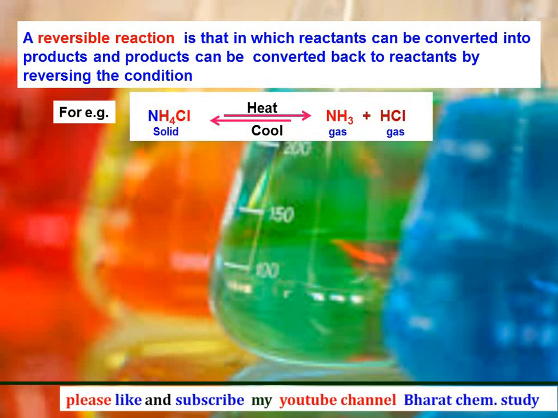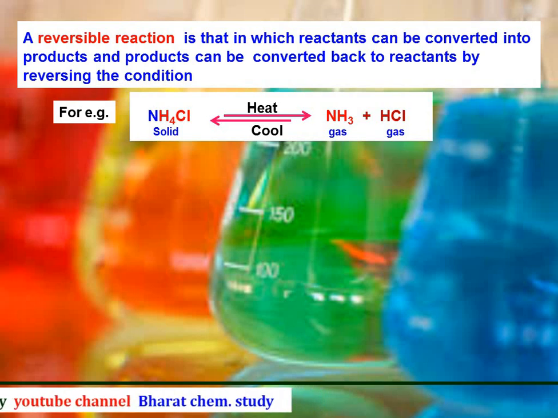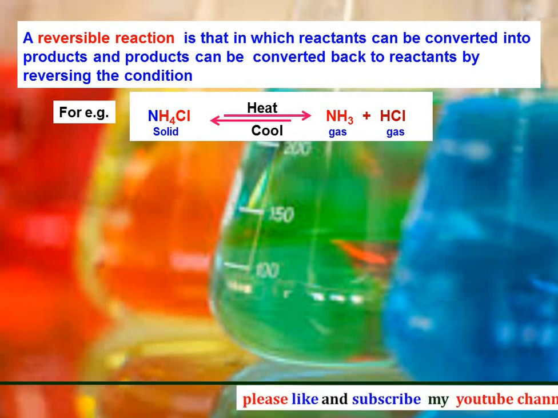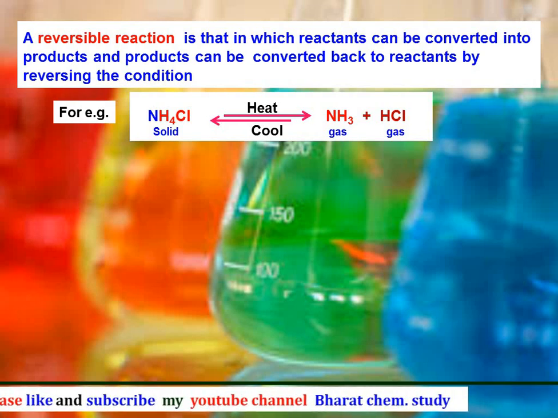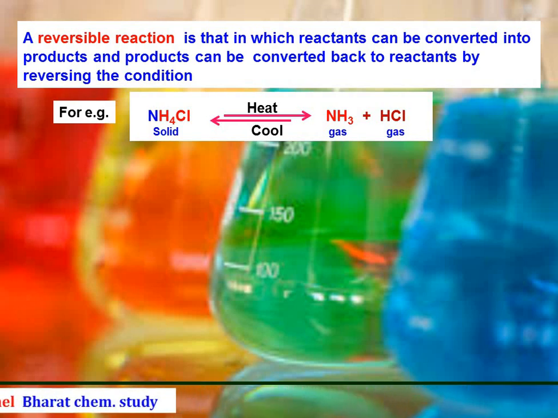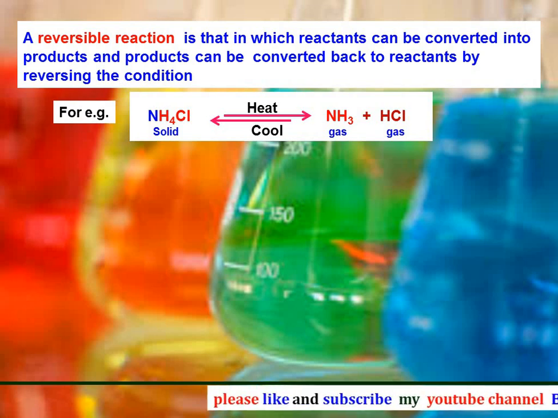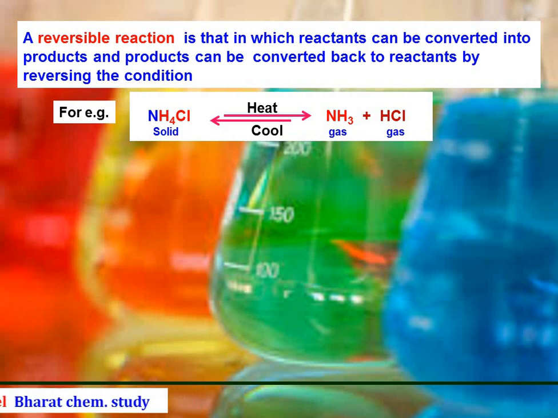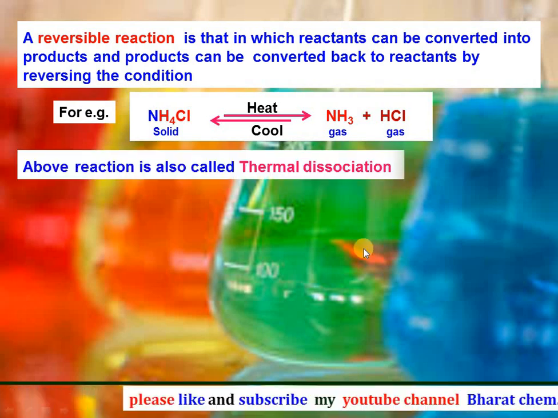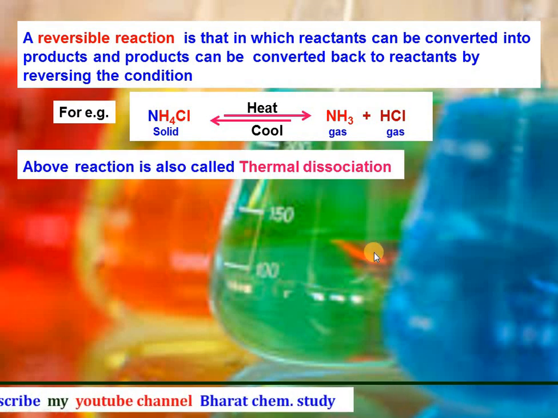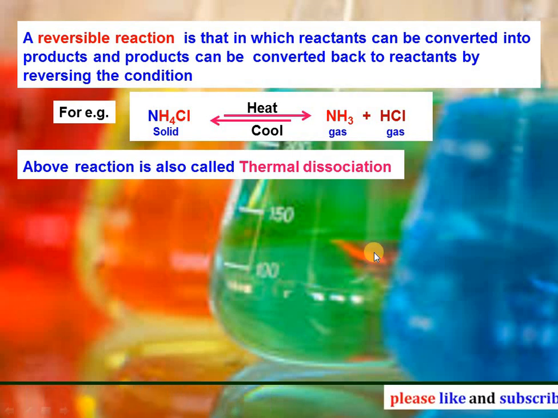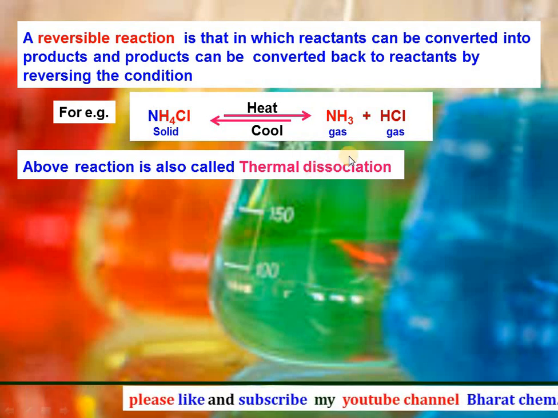For example, ammonium chloride, which is a solid, on heating decomposes to give ammonia gas and HCl gas. But if we don't allow the gases to escape or to get separated, these gases again recombine on cooling to give back ammonium chloride. So that's why we can say that decomposition of ammonium chloride is a reversible reaction. This reaction is also called thermal dissociation, which is a little bit different from thermal decomposition. Here the word dissociation is used.